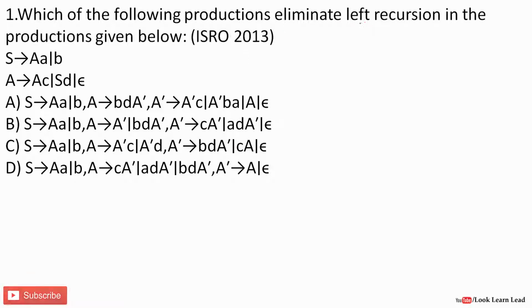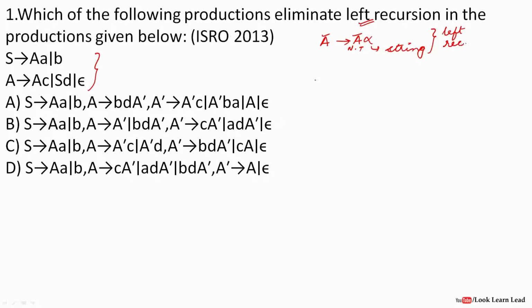Okay, we are asked to eliminate left recursion, and we are given two productions. So now let's first see what is left recursion and how we can eliminate it. If we have a production such as A which derives to A alpha, where this A is a non-terminal and this alpha is a string, then this type of grammar is called a left recursive grammar. And how would we eliminate it?